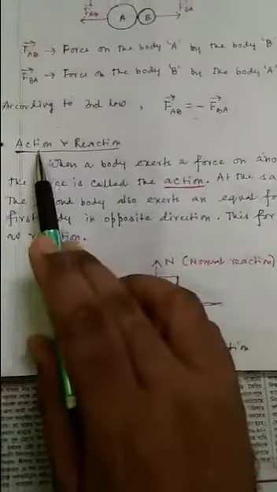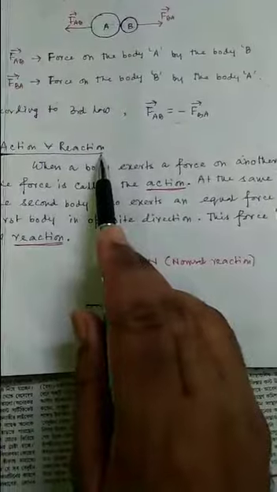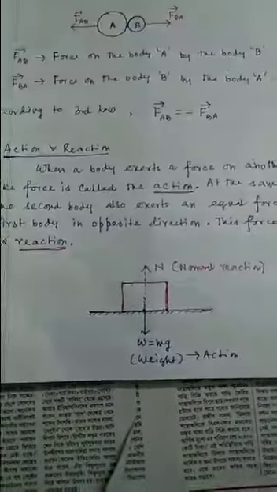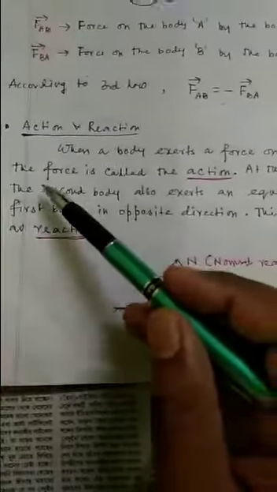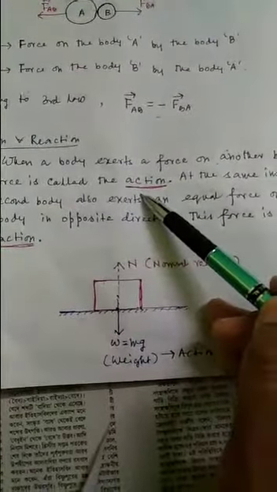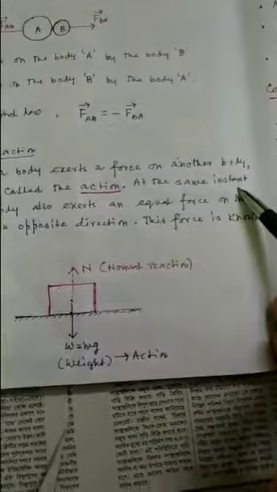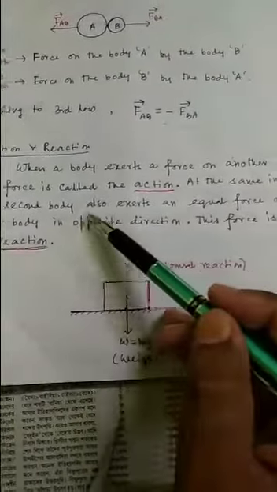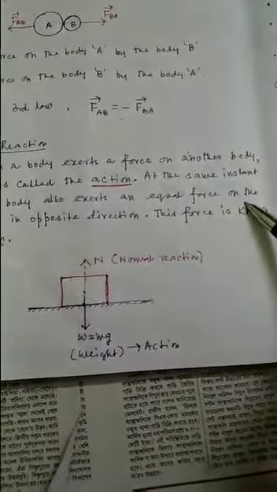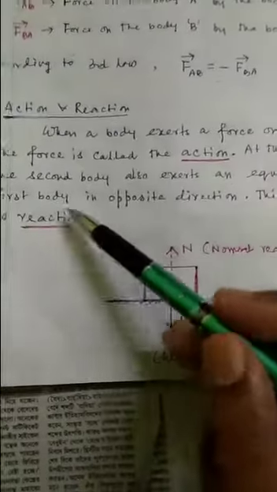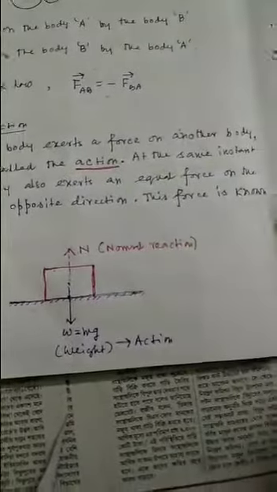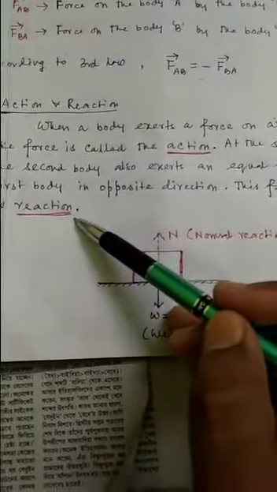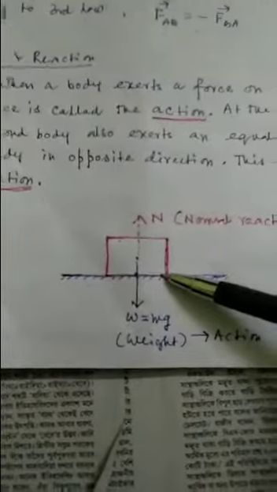Now here I explain what action and reaction are. When a body exerts a force on another body, the force is called the action, and at the same instant the second body also exerts an equal force on the first body in the opposite direction. This force is known as the reaction. Clear? So here I take an example.